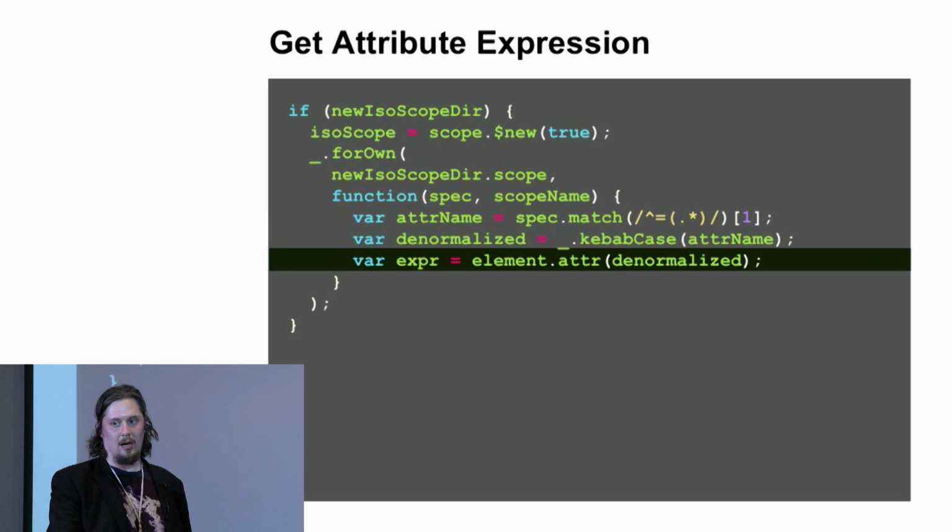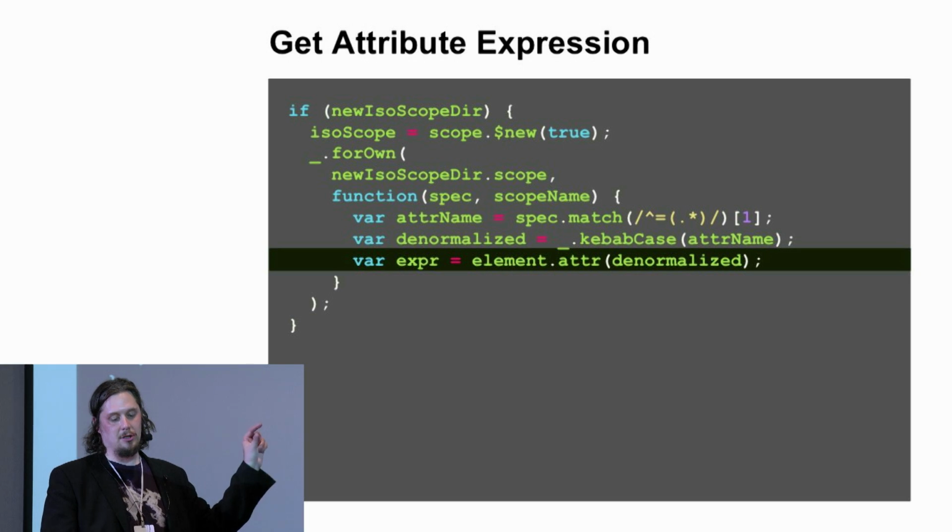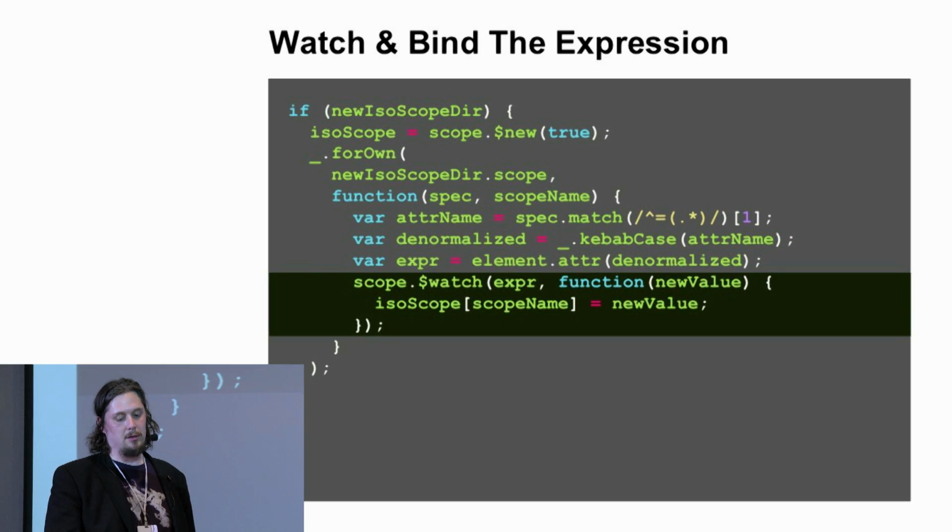We have this element that we are linking, and we can look up this attribute name that we got from the scope config from this element. And that gives us the expression that we should evaluate, because that was given when the directive was applied in the HTML. And our job now is to evaluate this expression on the parent scope, get the result, put it on the isolate scope, and keep doing that when the parent expression value changes over time to keep that in sync. And for that, Angular gives us the exact tool that we need in $watch.